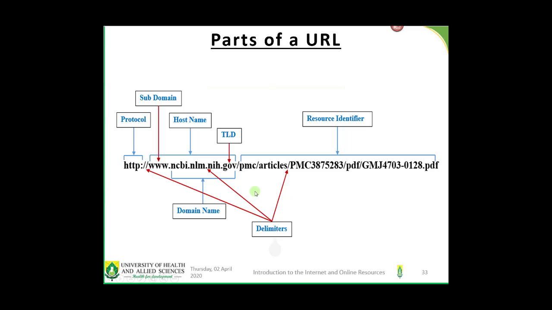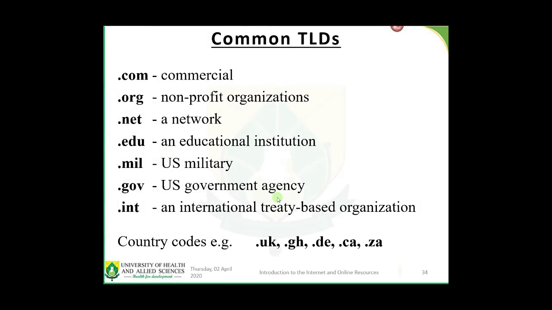Okay, and for many URLs you are going to see the same things. This is a PDF document, and that's why you see the extension .pdf. Now if it was a web page or a web document, you would instead see .html or something like that. Alright, so that is basic about what URLs are, but you need to also be interested in understanding these top level domains. When you see .com, .org, .net, .edu, .mil, .gov, and .int.